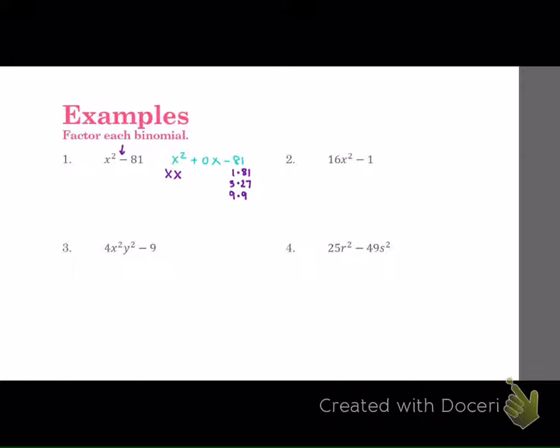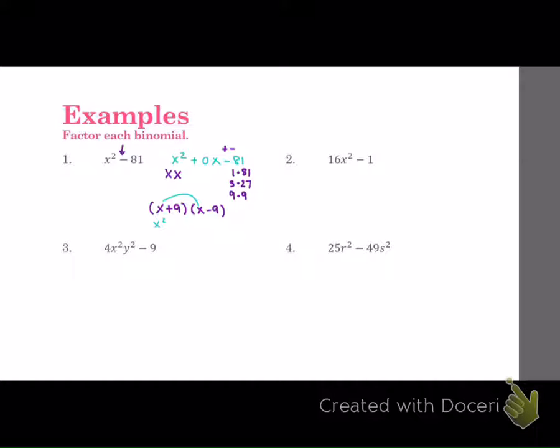This is like the third time I've said this, just to remind you. Do you see how it's not x squared plus whatever x minus 81? Do you see how there's no x term here? That means we're trying to get 0 in the middle. So we need one of each sign, because this is a negative, right? One of each sign. So I have x plus 9, x minus 9.